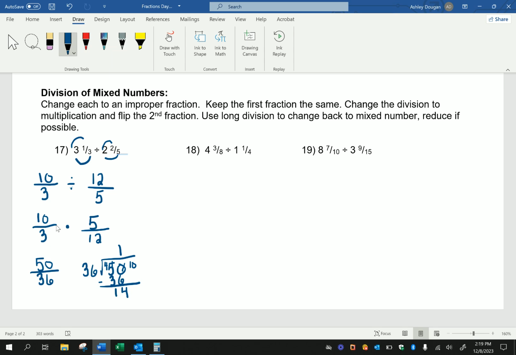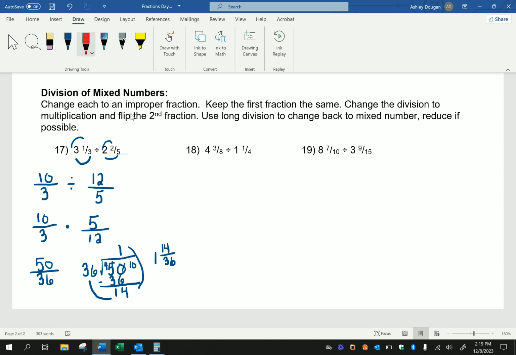And then to write it as a mixed number, 1 is my whole number, 14 is my numerator, and 36 is my denominator. So 1 and 14 over 36. Now every time I need to make sure and check that this fraction part is in simplest form. They're both even, so I know I can at least divide it by 2.